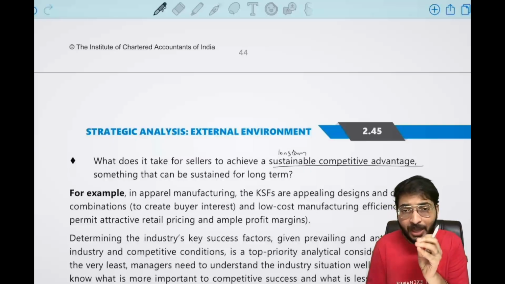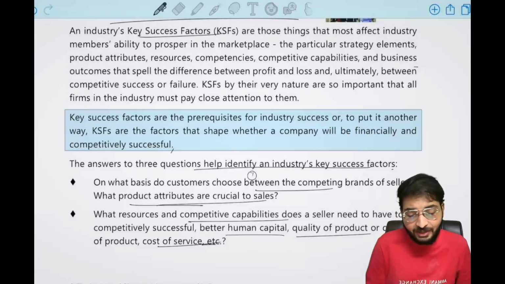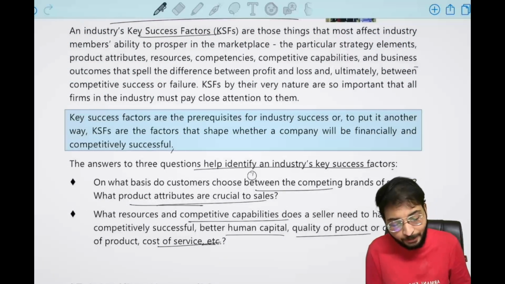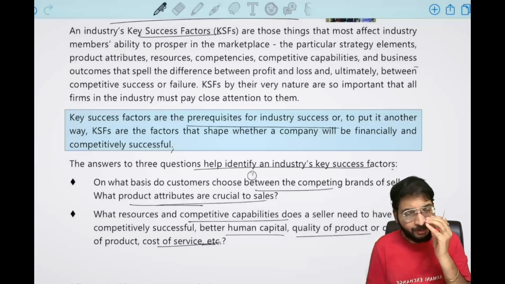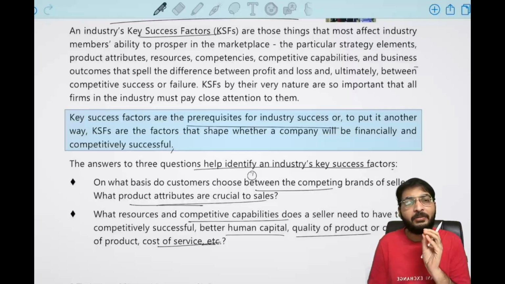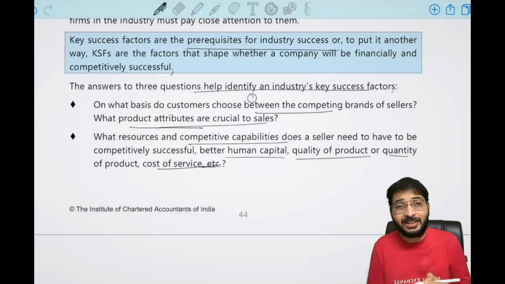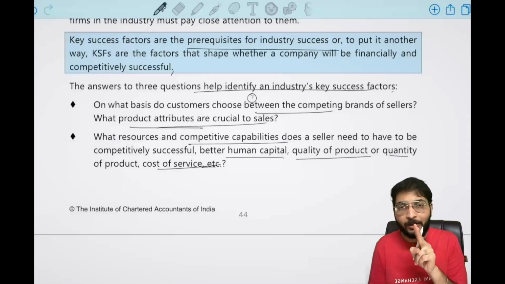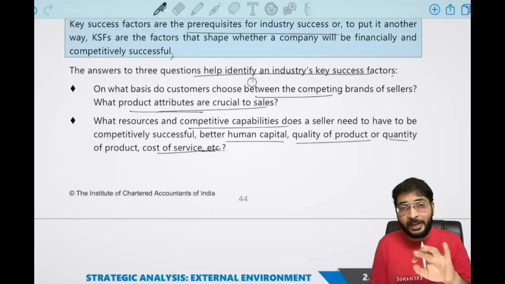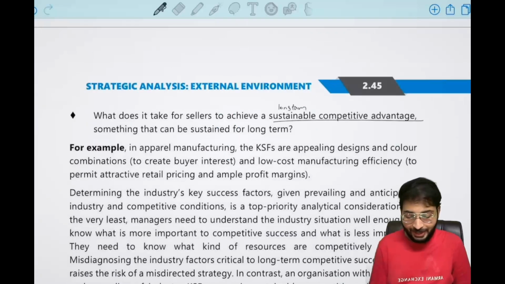If these three things are there, then it can be called what? KSFs, key success factors, are the prerequisites required for industry success, and you should have your own set of competitive abilities compared to the competitor. So what are they called? Key success factors. How do you identify them? Number one, on what basis is the customer choosing you? What competitive capabilities do you have? In those competitive capabilities, whether you can sustain them for the longer term. All these are called KSF.